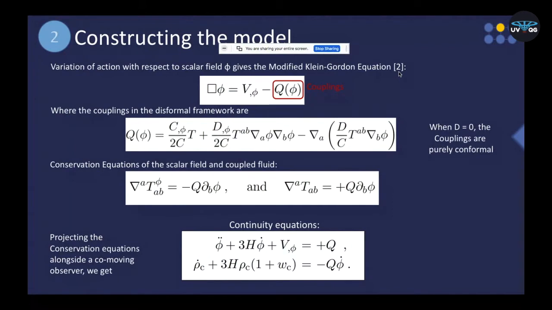In our model, the conservation equations for the scalar field and the coupled fluid are given as below. We can see that there is a flux of energy from one fluid to another. They are not conserved individually, but they are conserved altogether. Projecting this conservation equation alongside a co-moving observer, we obtain these continuity equations. Those are the equations that we will evolve to see how the system behaves.